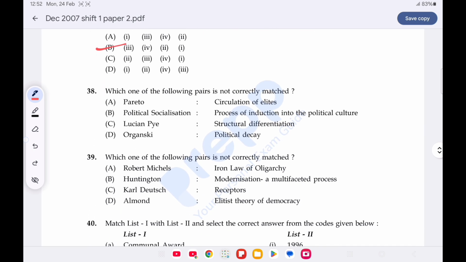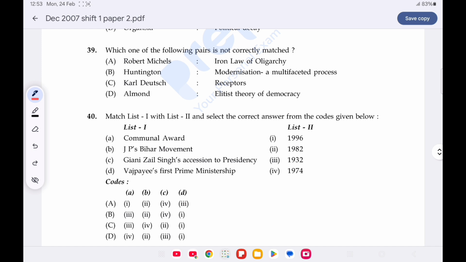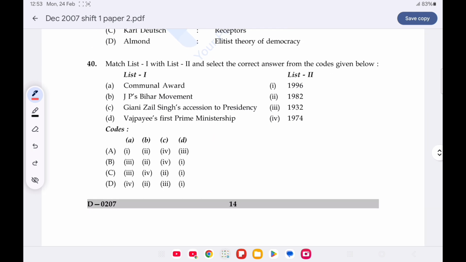Which of the following pairs is not correctly matched? Option C, Lucian Pye, structural differentiation is not correctly matched. Now question number 39. Which of the following pairs is not correctly matched? Option A is correct. Robert Michels, Iron Law of Oligarchy is not correctly matched. Question number 40. Match list 1 with list 2.